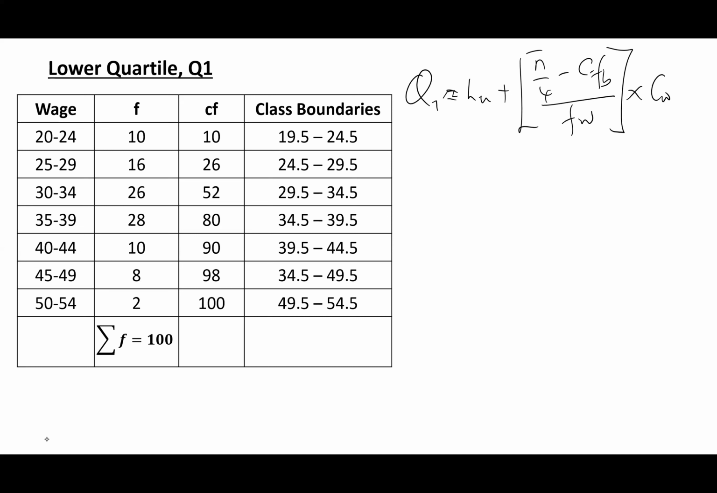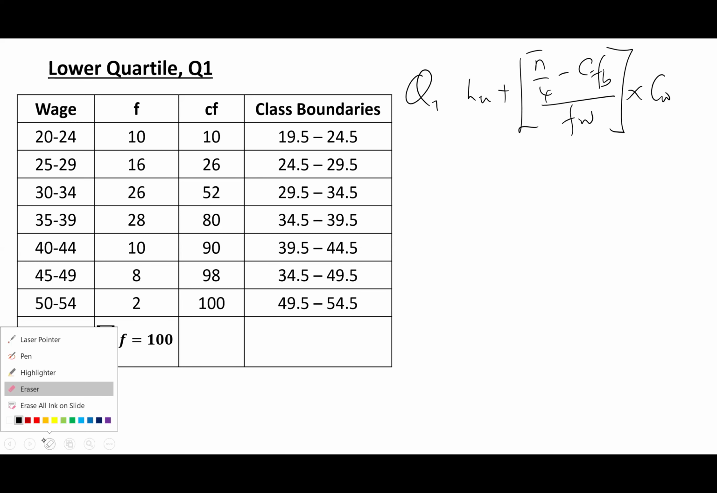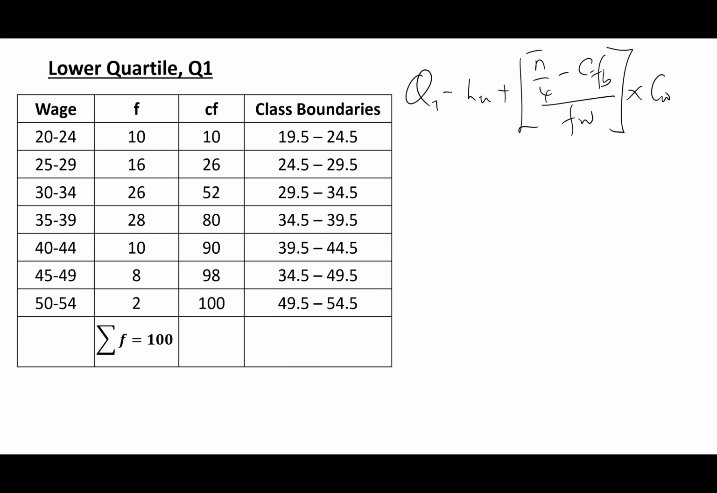So the formula, the Q1 is let me say LU plus N over 4 minus CFB over FW times CW. So what was your lower quartile class? Which one did you take? It was 29.5. I mean, the lower quartile class. Which one? What did you use? 20 to 24, 25 to 29, 30 to 34? Which one of these is the lower quartile class? 30 to 34. Yes.